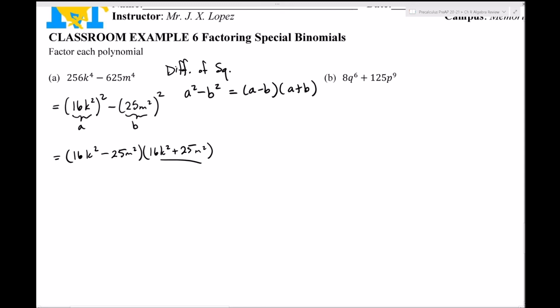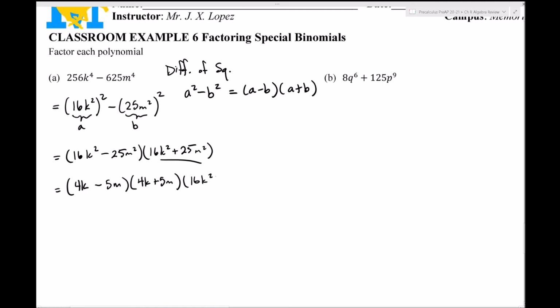And what's 16k squared the square of? It's the square of 4k. 4k times 4k is 16k squared. And then I subtract. What squared gives me 25m squared? That should be 5m. And we vary it: 4k minus 5m, 4k plus 5m. And the other one is not going to be factorable.